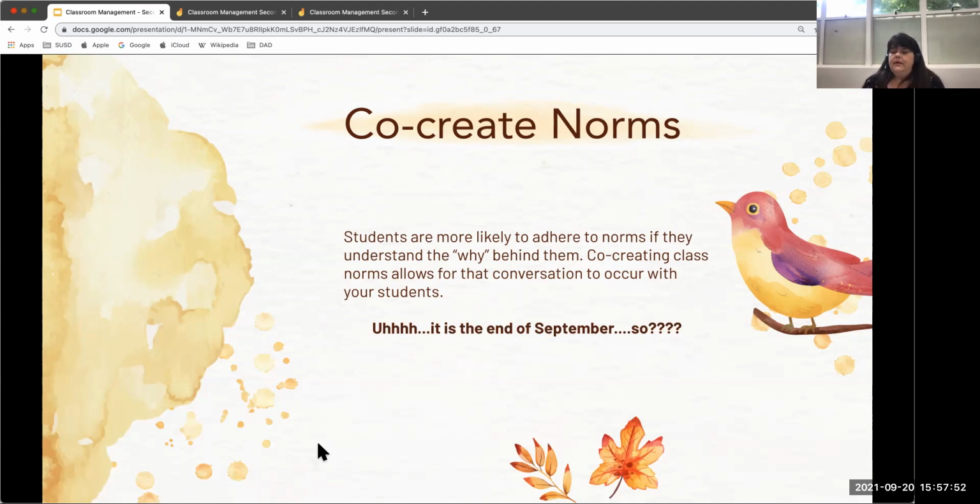And so as I'm reading this, I'm thinking, okay, it's September 20th. And typically norms are introduced at the very beginning of the school year and it's the end of September. So now what? Right? If you didn't co-create norms, but you put up your class rules or in your syllabus, you put your expectations, how can you modify that? How can you integrate this idea even though it's the end of September, if it wasn't something that was part of your practice at the beginning of the year?